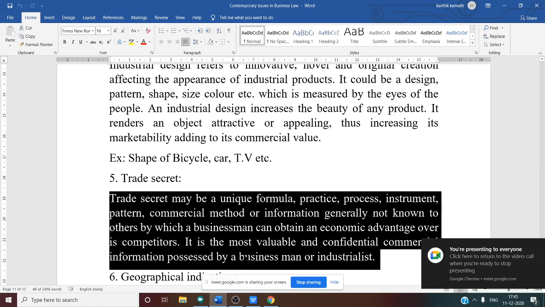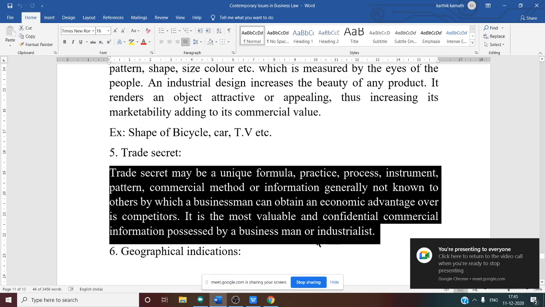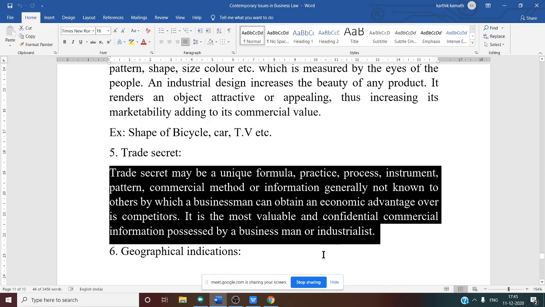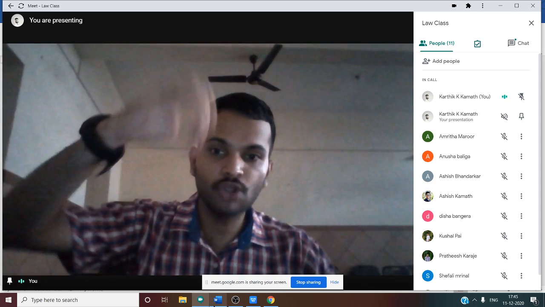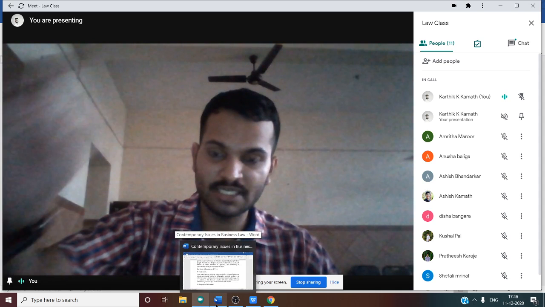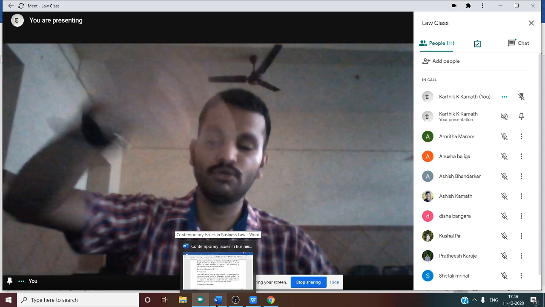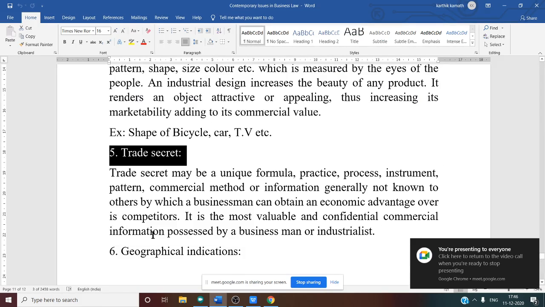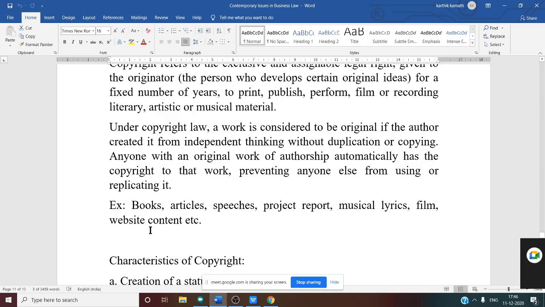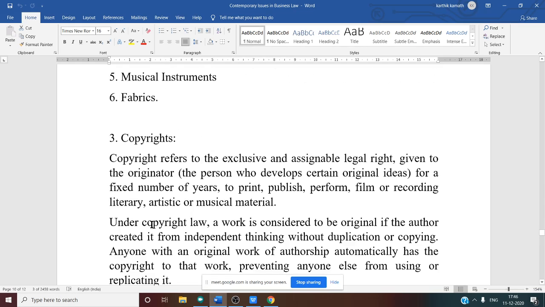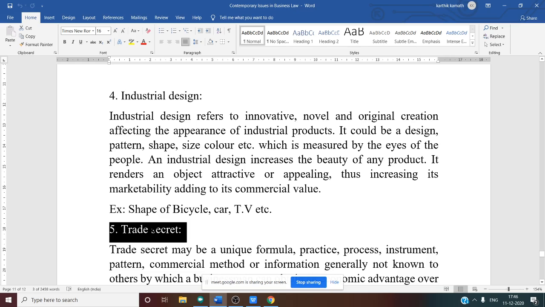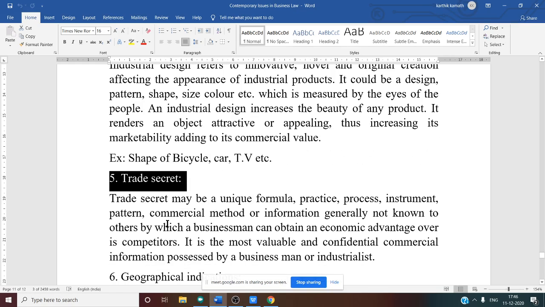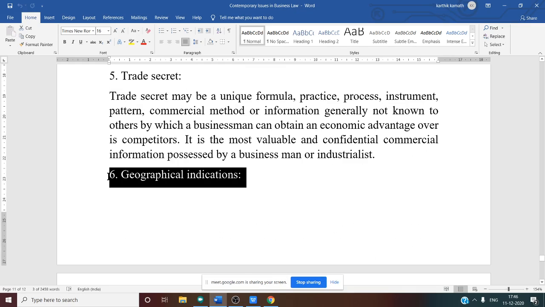It is the most valuable and confidential commercial information possessed by a businessman or industrialist, and it is known only to the people in the internal management of the company, and the information is not available to outsiders or external people. So that is about trade secret. Now we discussed 5 points: copyright, trademark, patent, industrial design and trade secret. Now the sixth one, geographical indication.